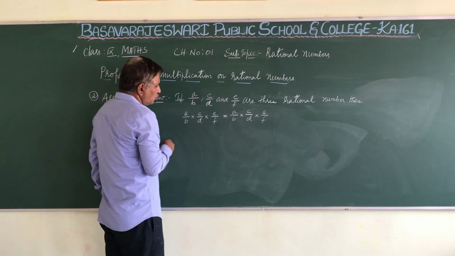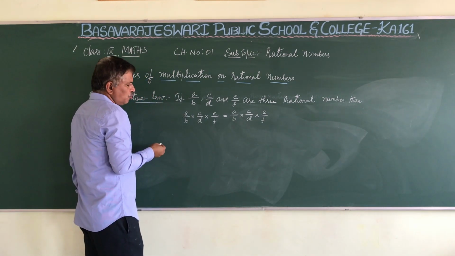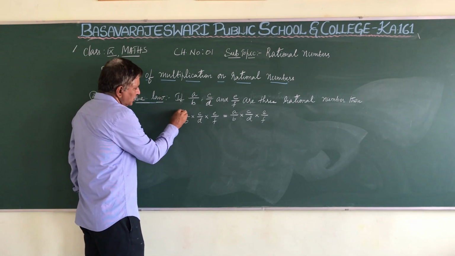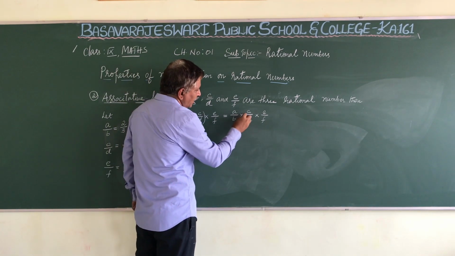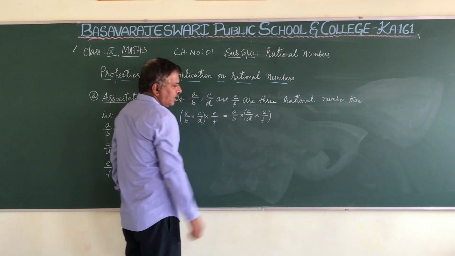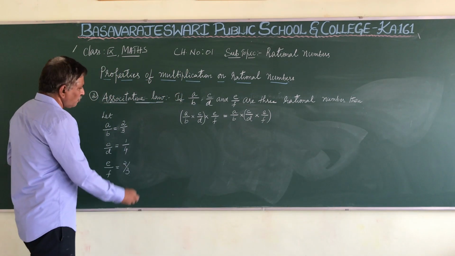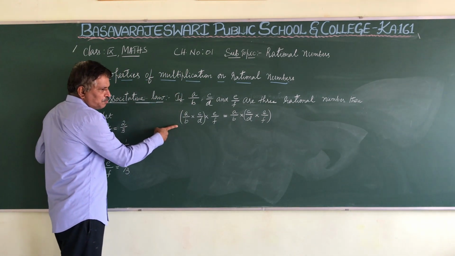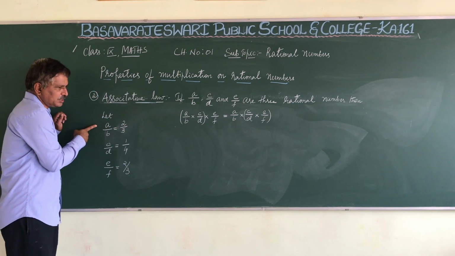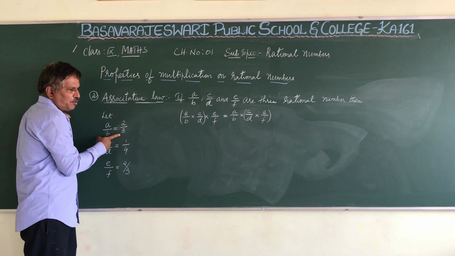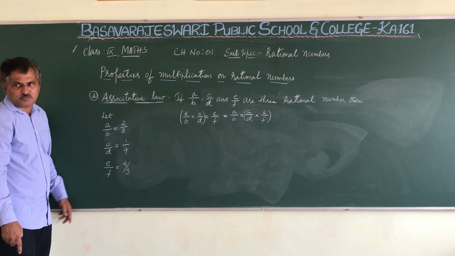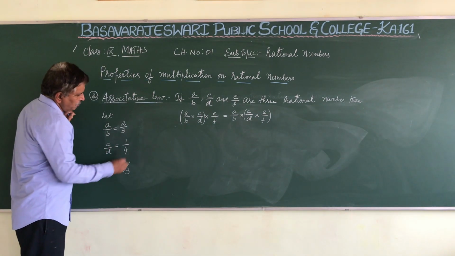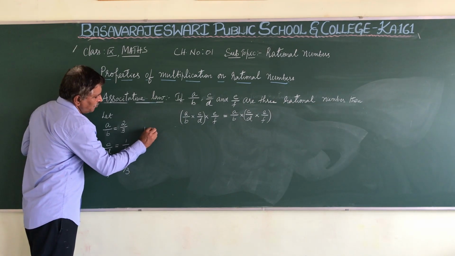So here associate means you have to group. You can group any two. So first I will group first and second in this. On the right hand side I will group second and third. You can group anything. So in order to prove this, let us consider rational number A by B in the form of 2 by 3, C by D as 1 by 4 and E by F as 2 by 3. So first I will consider left hand side.